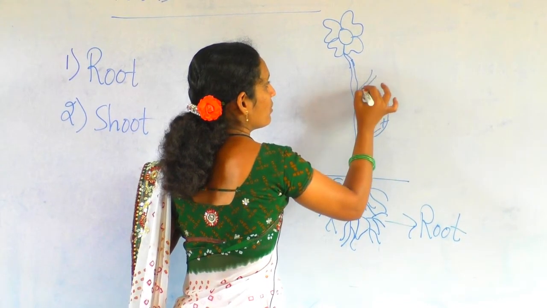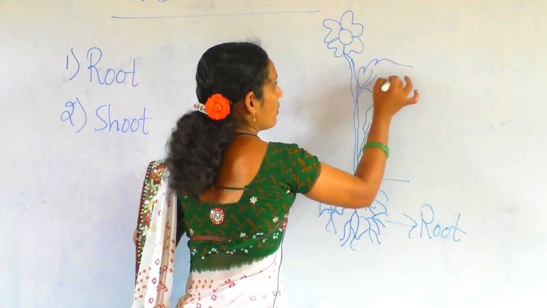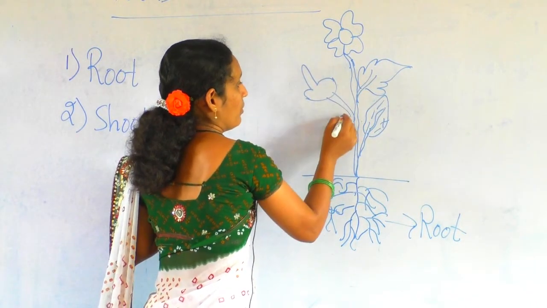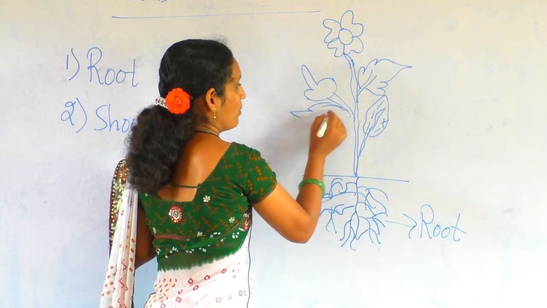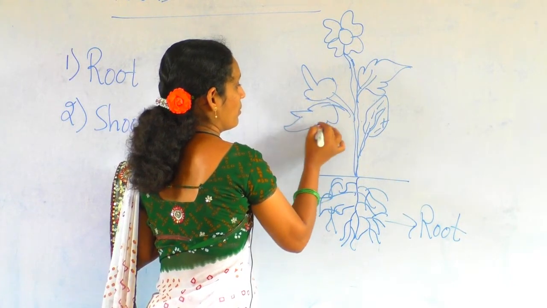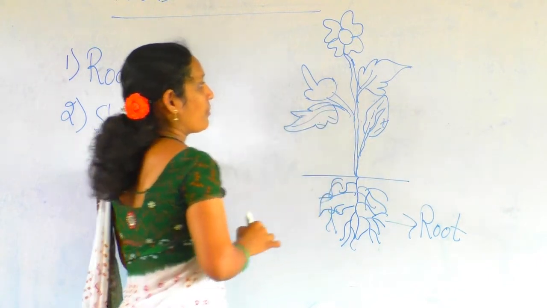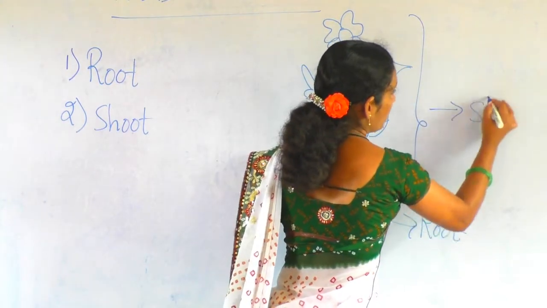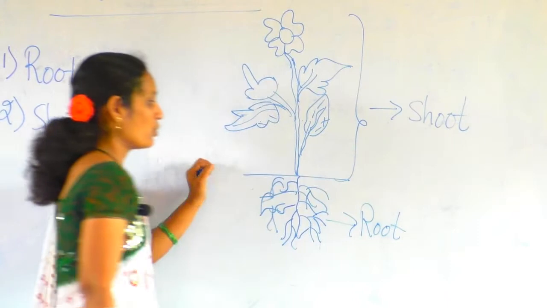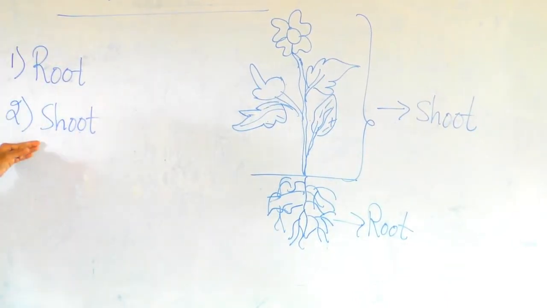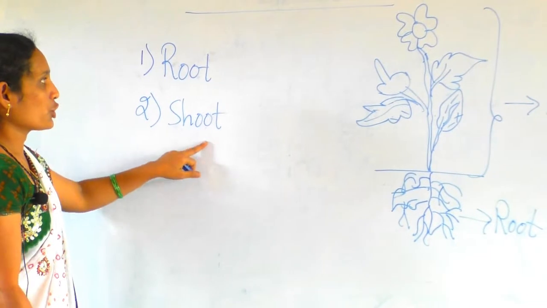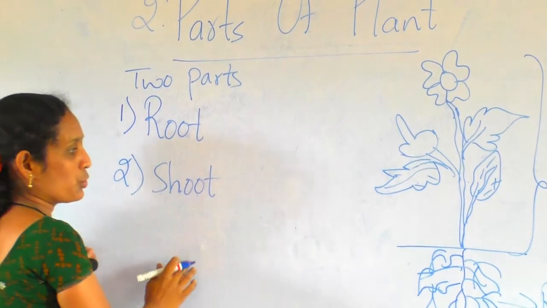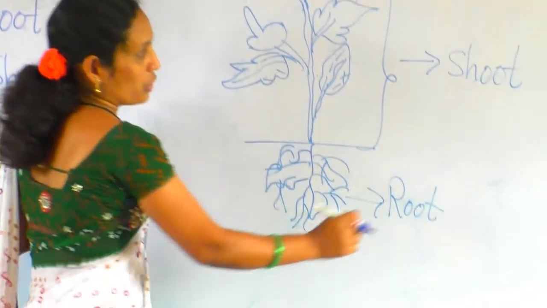Understood? The upper part of the plant we call it as shoot. What do we call it? Shoot. The plant has two parts, root and shoot. Root and shoot. First we are going to study about root.